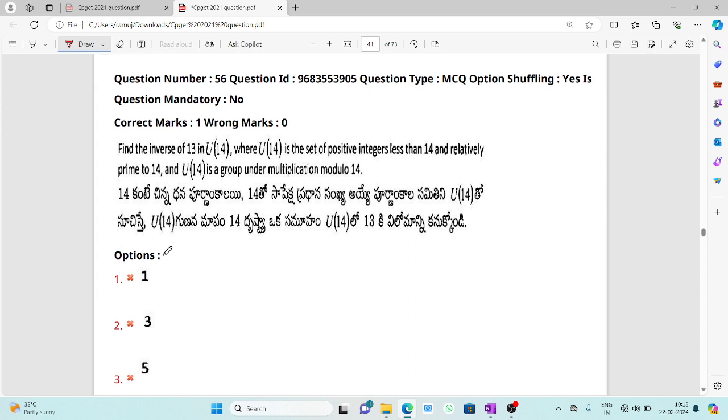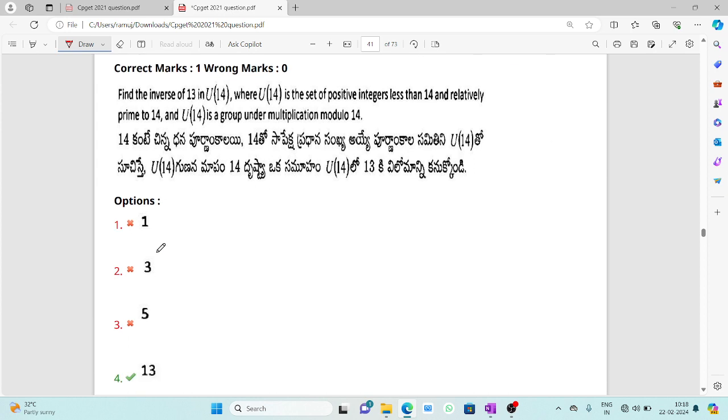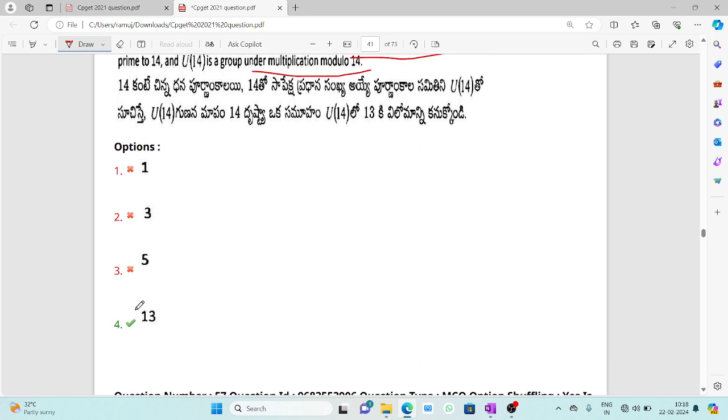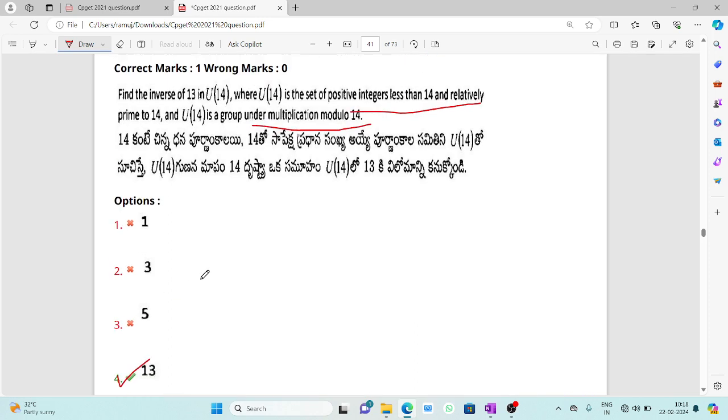So 56 one, find the inverse of 13 in U14, where U14 is the set of positive integers less than 14 and relatively prime to 14, and U14 is a group under multiplication modulo. This is the direct statement. We can say that 13 is the self-inverse element in this group. So this is the basic question.